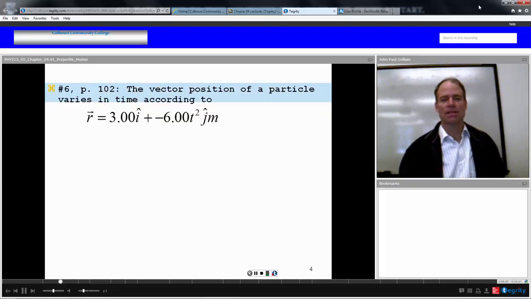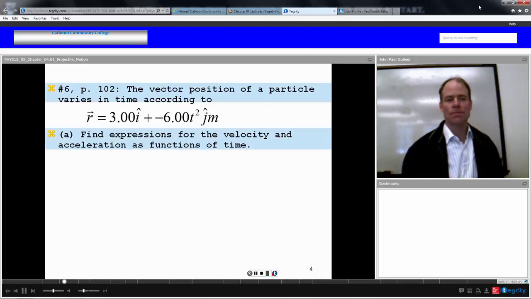Let's take a look at these types of expressions. Here's a problem. The vector position of a particle varies in time according to position r is equal to 3i plus a negative 6t squared j in meters. Find expressions for the velocity and the acceleration as functions of time.